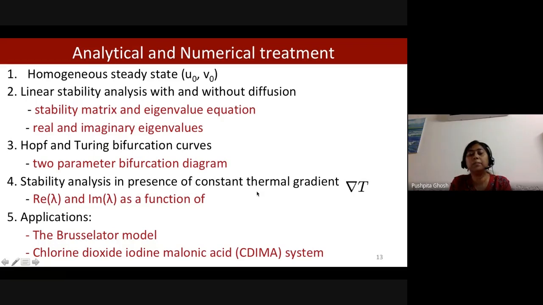And from there, if the systems are not very complicated, we can find out the Hopf and Turing bifurcation curves, and from there we can see how this temperature gradient actually modulates the eigenvalues and leads to a situation where the homogeneous steady state, which is otherwise stable in presence of normal diffusion, becomes unstable in presence of a certain temperature gradient. So that's the whole idea, and we basically applied this in two model systems. One is known as the Brusselator model, and the other, which I already mentioned, is the chlorine dioxide iodine malonic acid system.